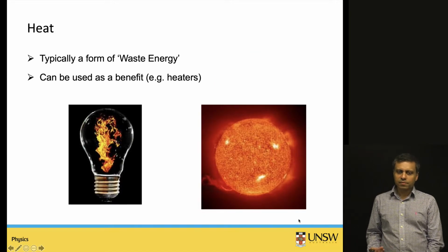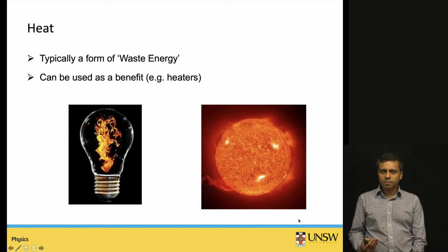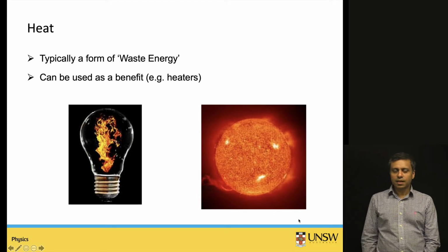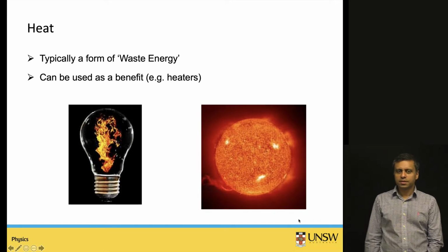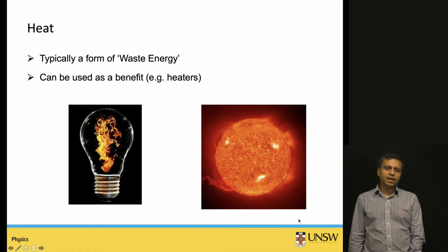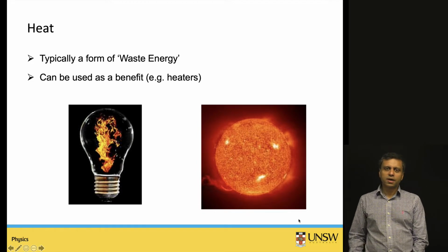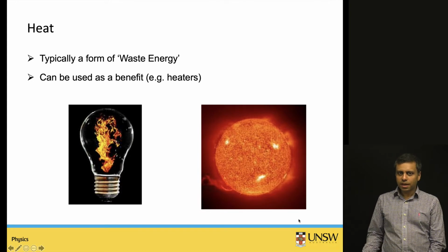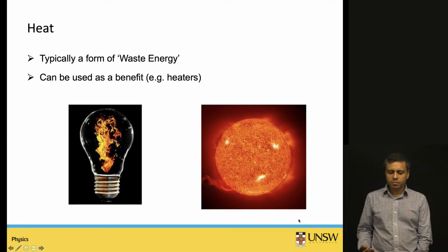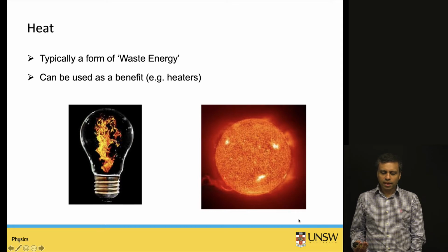So when a light bulb is on for a long time, it heats up its surroundings. The sun emits a large amount of heat energy, for example. Heat is typically considered to be a waste form of energy because it is not easy to harness heat energy. But it can be useful in certain cases. For example, in cold climate, heaters can be used to warm up our surroundings.